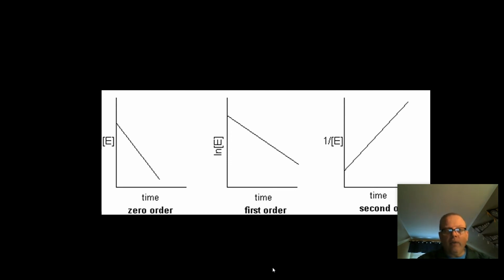This is the linear relationships as they stand. In a zero order, what you'll tend to get is a decrease over time of concentration, just because it's being used up. In first order, it is a linear relationship if you take the natural log of A over time. And then second order is the inverse of the concentration. 1 over concentration over time will give a linear relationship. So it's determining these linear relationships that we'll spend time doing.